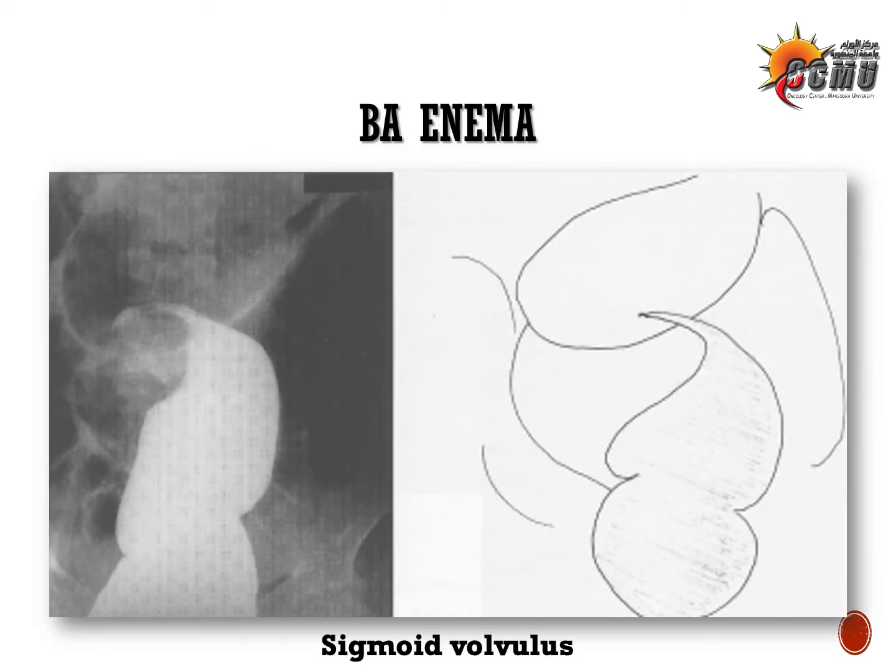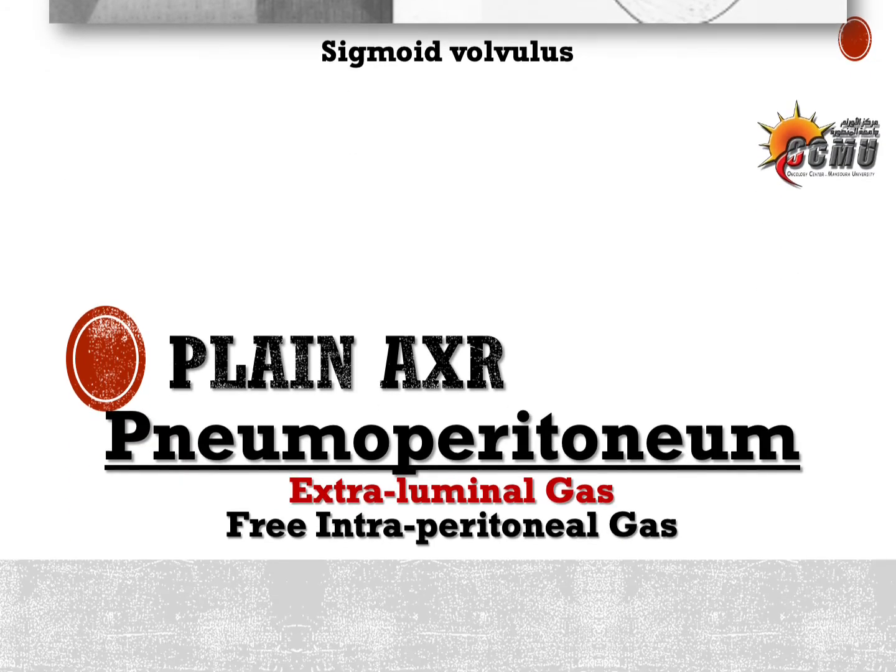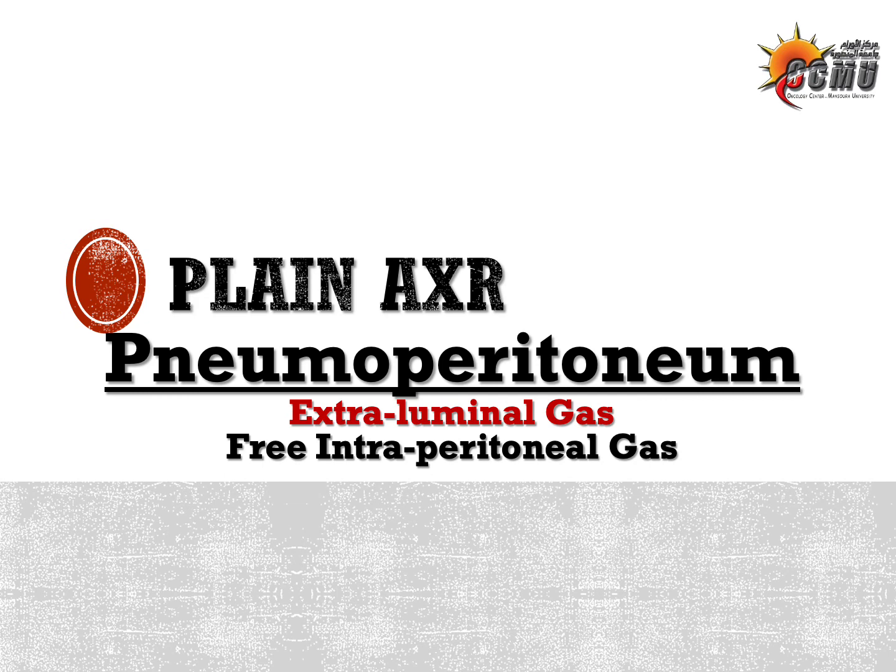Okay, we'll skip that for a minute. So that was the abnormal gas pattern inside the lumen. Now about the abnormal gas pattern outside the lumen of small or large bowel, we'll be talking about free air inside the peritoneal cavity, or in other words, pneumoperitoneum.